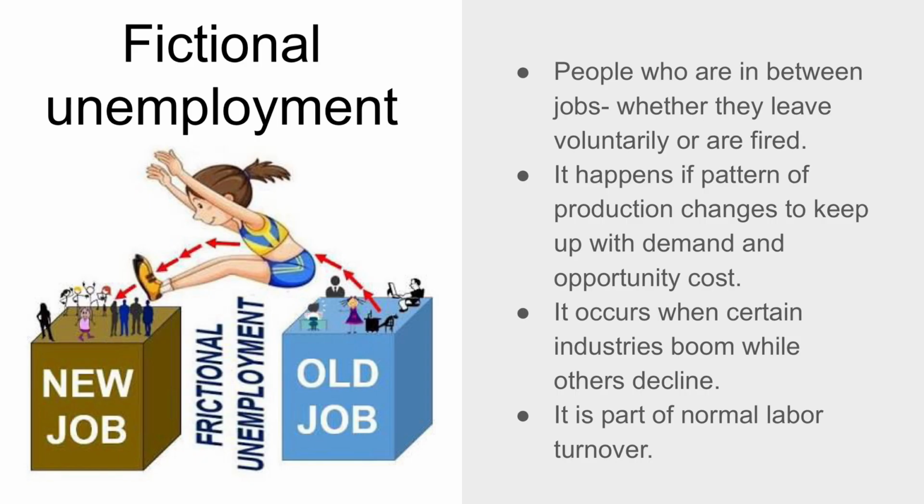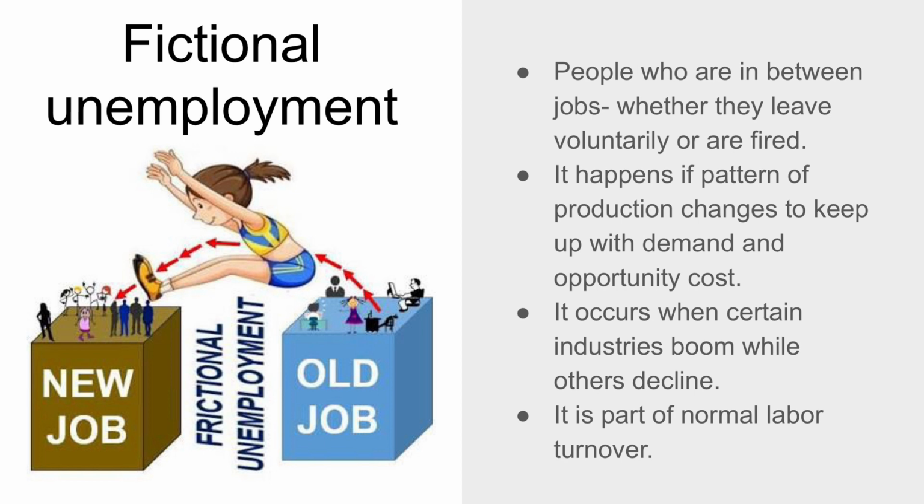First of all, frictional unemployment. This is associated with job search. It affects people who are in between jobs, whether they leave voluntarily or are fired. To keep up with demand and opportunity cost, the pattern of production changes, which causes frictional unemployment. Moreover, it occurs when certain industries boom while other industries decline, so it is critical for workers to transition from declining industries to rising industries.